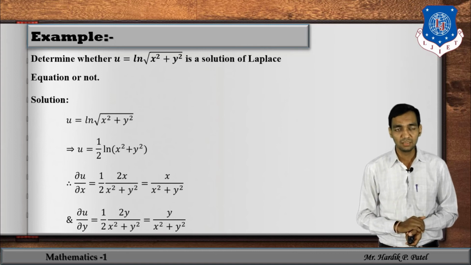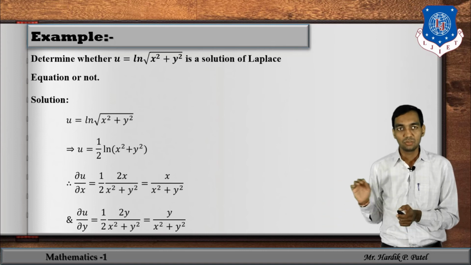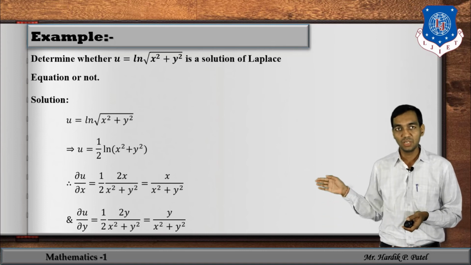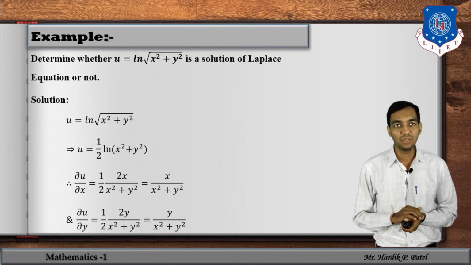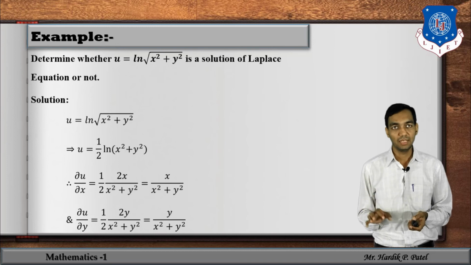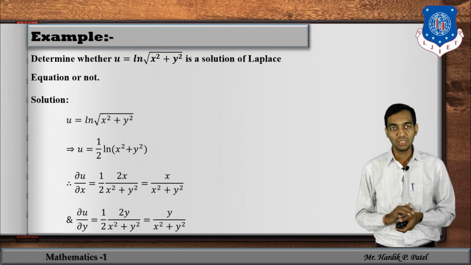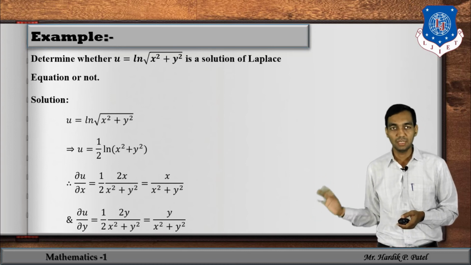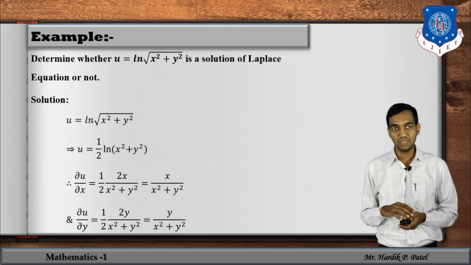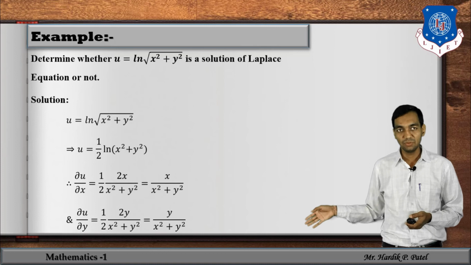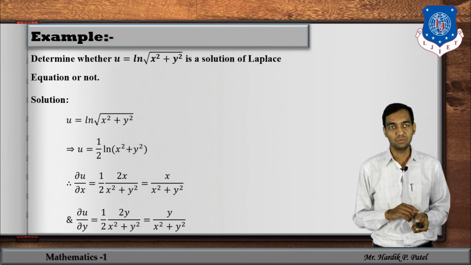Differentiate with respect to x. So 1 by 2 is constant, log has derivative 1 upon, so you will have 1 upon x square plus y square into the derivative of x square plus y square with respect to x. So x square has derivative 2x and y square has derivative 0. That will give you 1 by 2 into 2x upon x square plus y square. The 2 will cancel out and you will have x upon x square plus y square. In the same manner, if you differentiate with respect to y, then del u by del y has the value y upon x square plus y square.